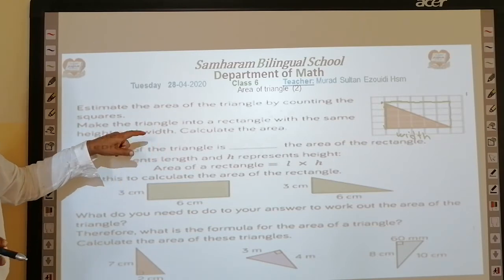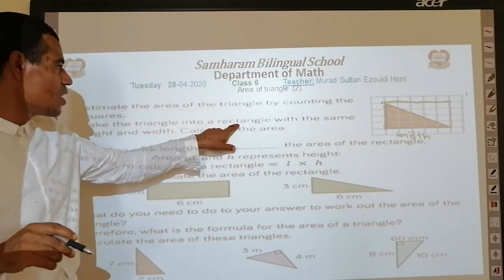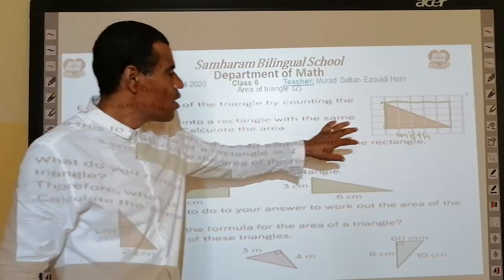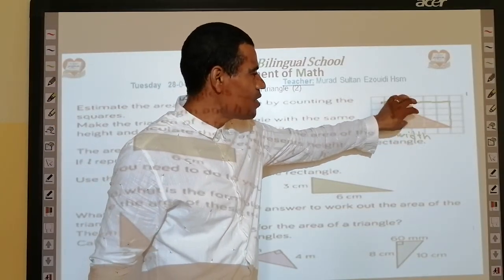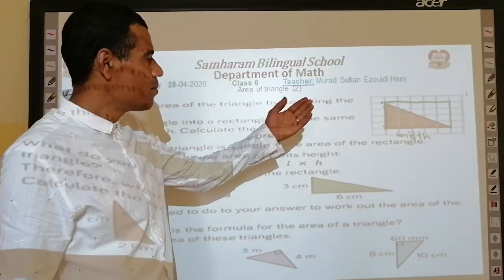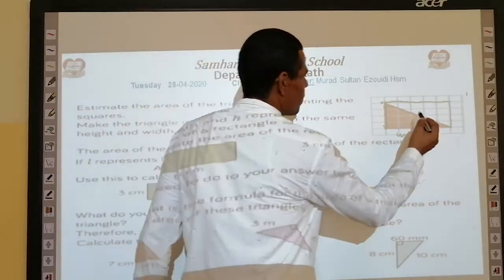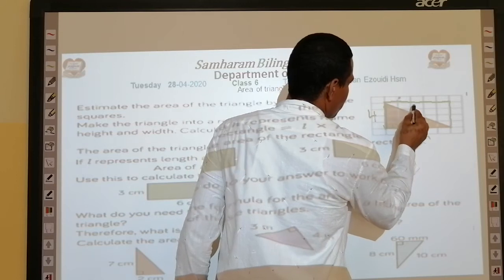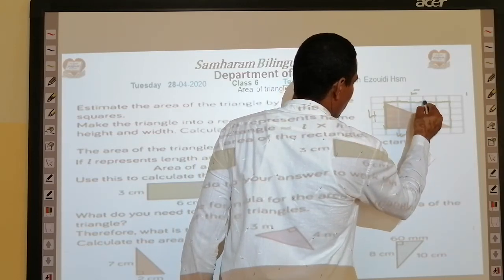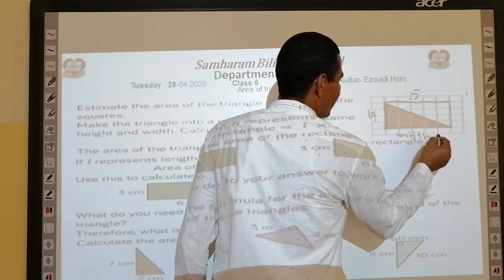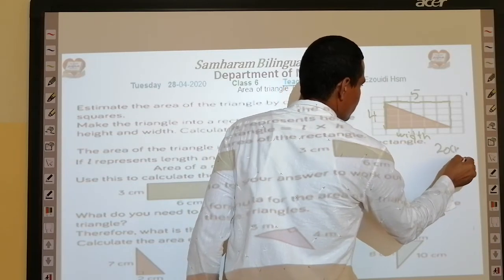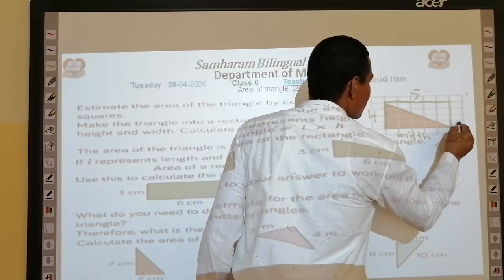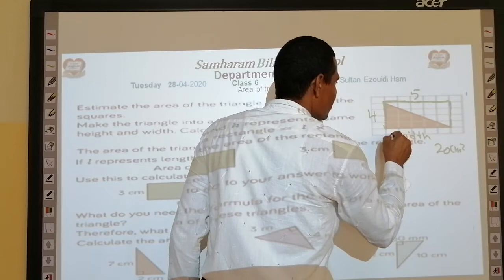Okay. I will construct a rectangle, then the orange triangle is inside of my rectangle. So the area of this, my learners: 1, 2, 3, 4. This is 4. And this is 1, 2, 3, 4, 5. This is 5. 5 by 4 is 20 centimeters squared. This is the area of this rectangle.